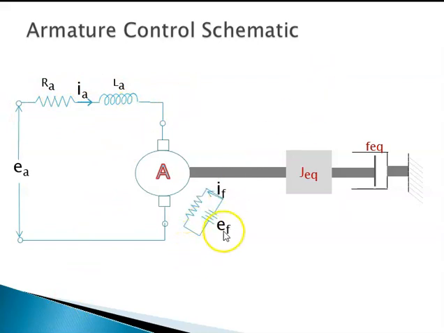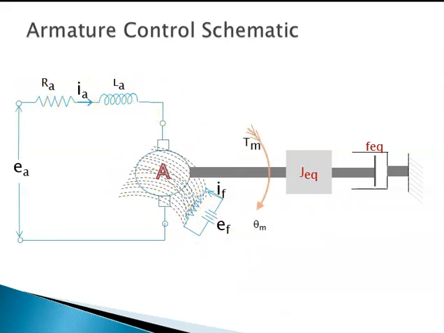Along with this, if you have this field circuit supplied with a constant voltage, it will generate a constant magnetic field as shown over here. These magnetic lines of force cut the current carrying conductor, and when they cut the current carrying conductor, torque is generated.